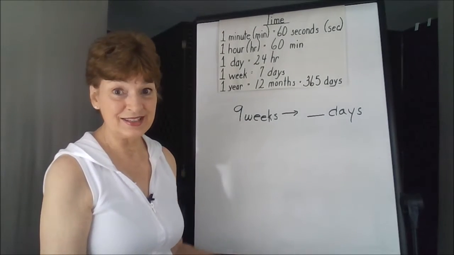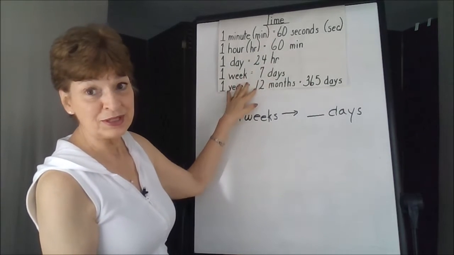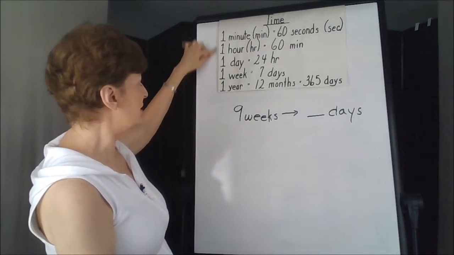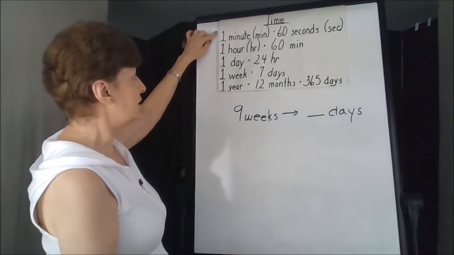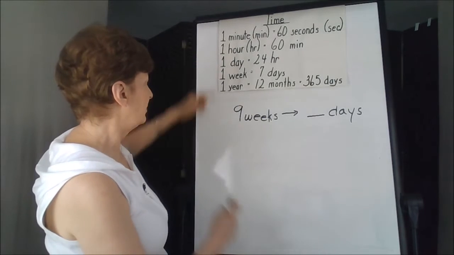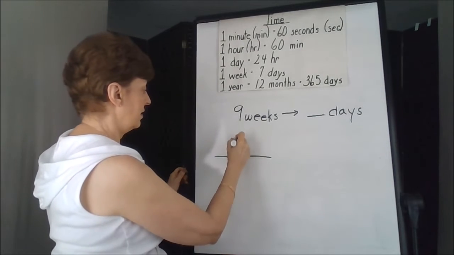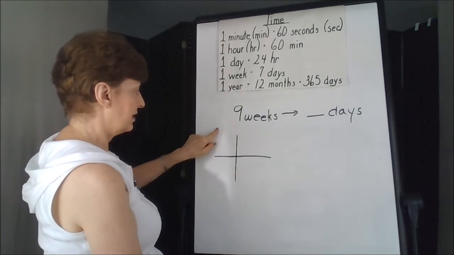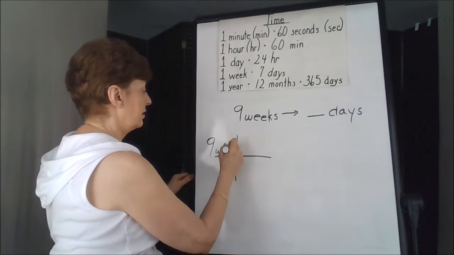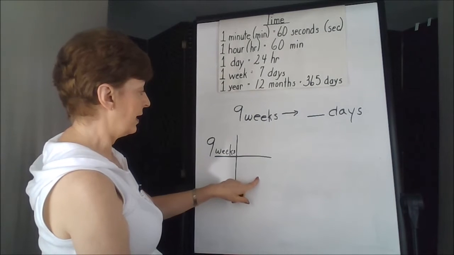If we were asked to change weeks to days, we would not be able to use the volume equivalence. This one has to do with time. So in my sheet, I'm way down here before I get to weeks. Let's make our grid. The first position, the 9 comes into it. So 9 weeks goes here. And we're going to need to get rid of weeks.